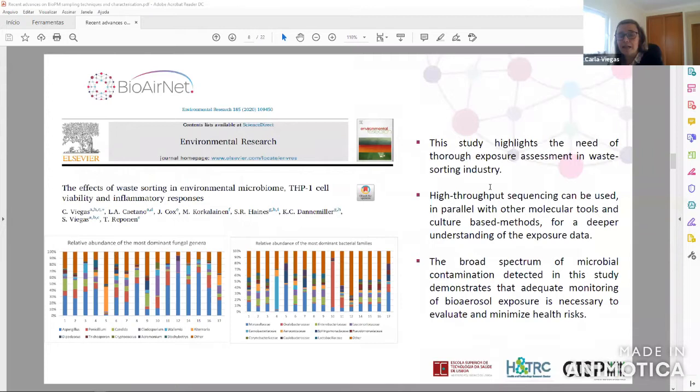Last year, we applied high-throughput sequencing to the same filter extracts, and it was possible to confirm the need for an accurate exposure assessment in the waste sorting industry. We also concluded about the wide spectrum of microbial contamination in this occupational environment, demonstrating that adequate monitoring of bioaerosol exposure is critical to evaluate and minimize health risks.